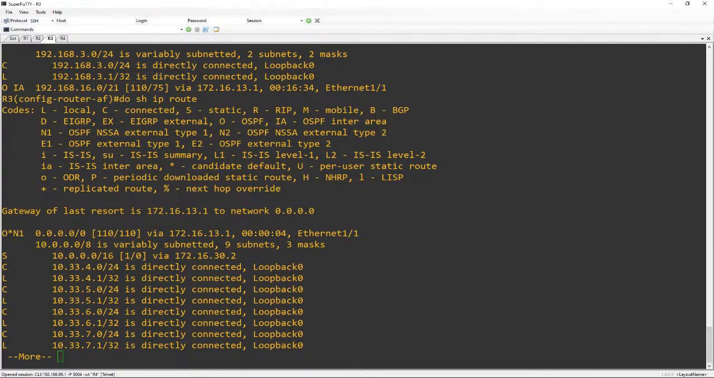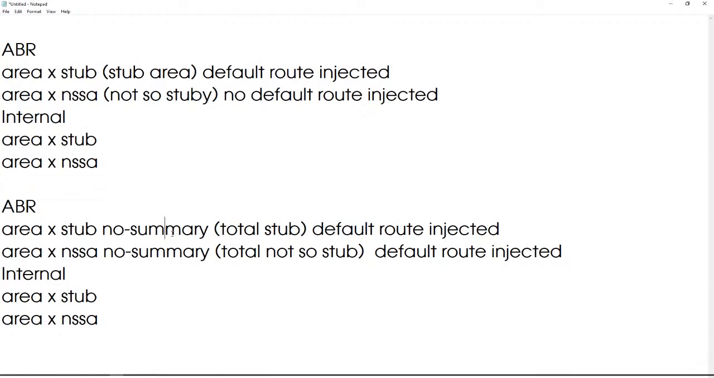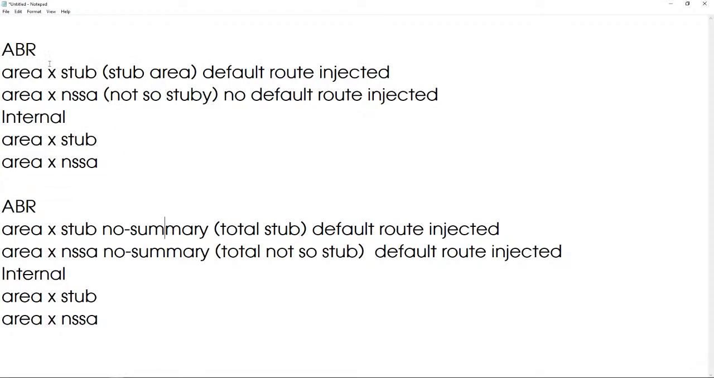All right? Make sense? So that is kind of a summary of that. We're of course going to do another session, and in the other session I will go through and talk about the special area types. But we're going to wrap up this session.